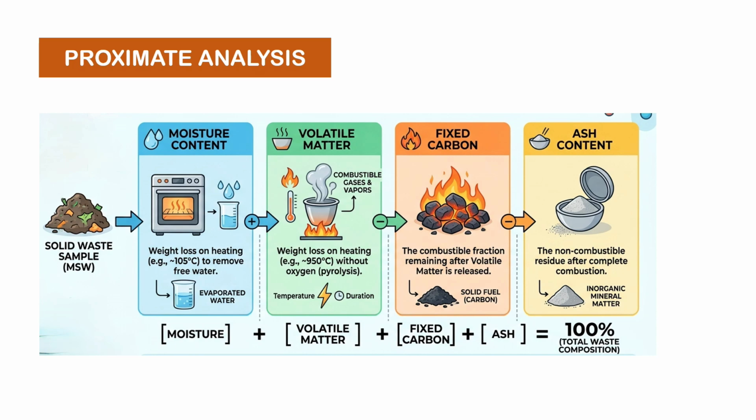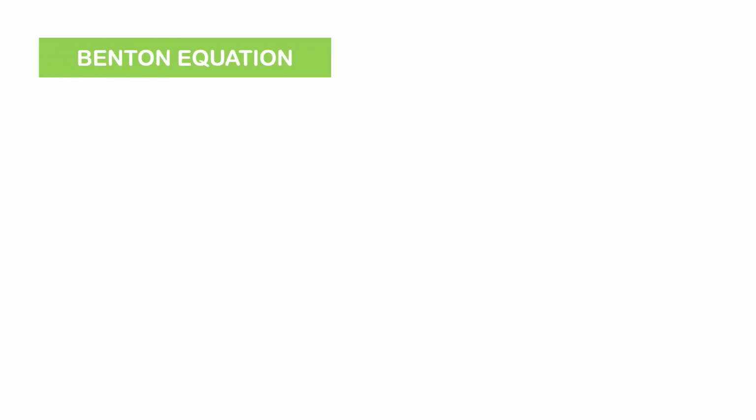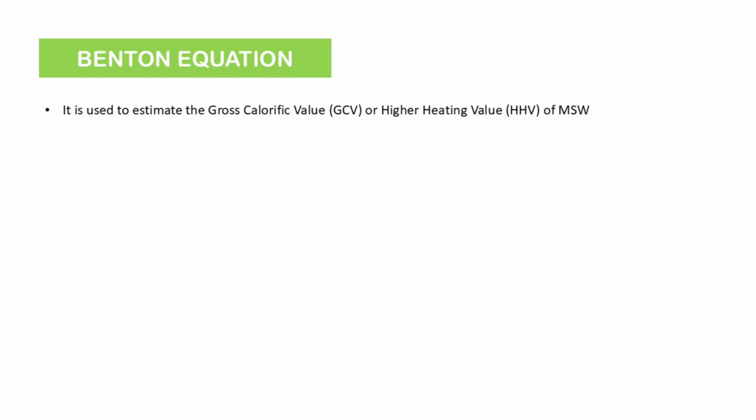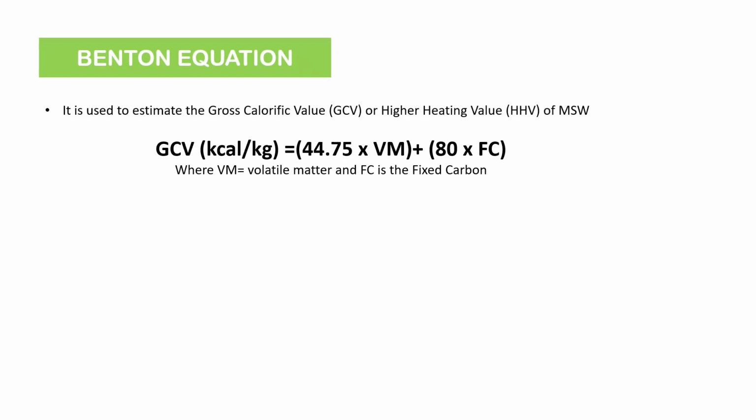During the proximate analysis, the gross calorific value of waste is calculated using the Bento equation, according to which gross calorific value is equal to 44.75 times volatile matter percentage plus 80 times fixed carbon.